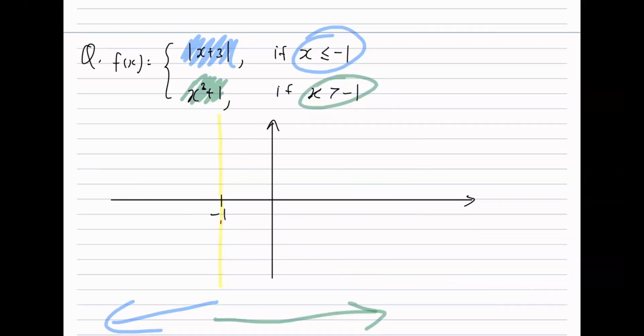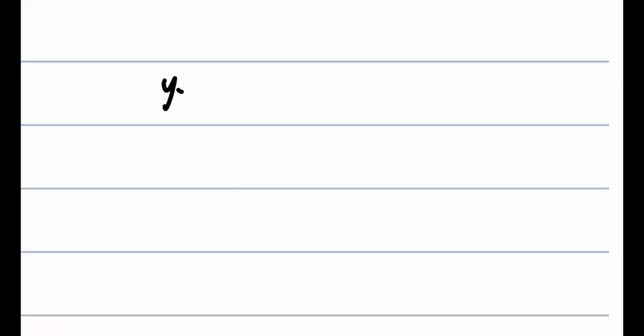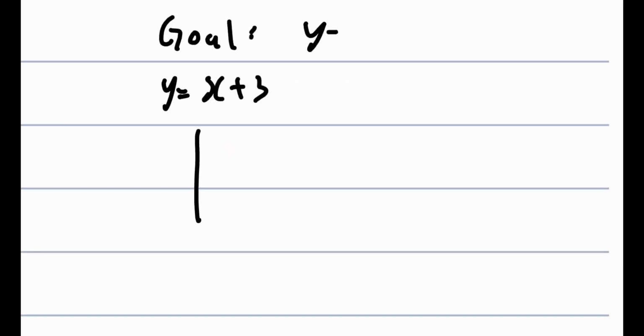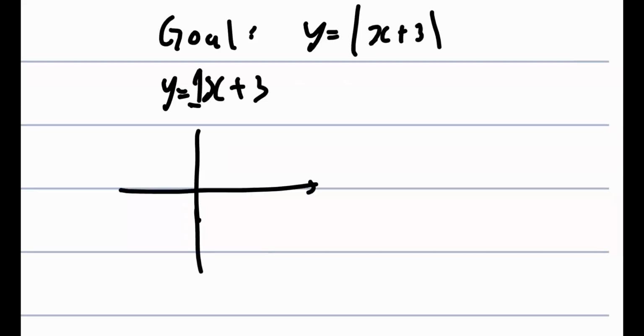Modulus x plus 3. Here is the procedure for drawing a modulus graph. Just draw a quick sketch. Our goal is y equals mod x plus 3, so let's just draw y equals x plus 3 first. It has a positive gradient like this, but positive 3 as the y-intercept, so move up a bit. There's a 3.